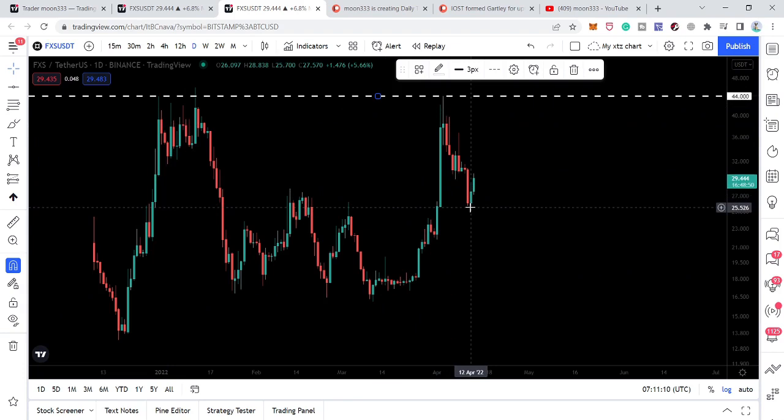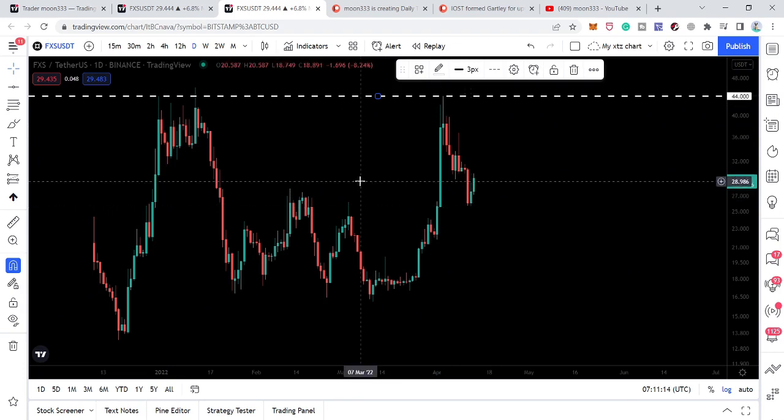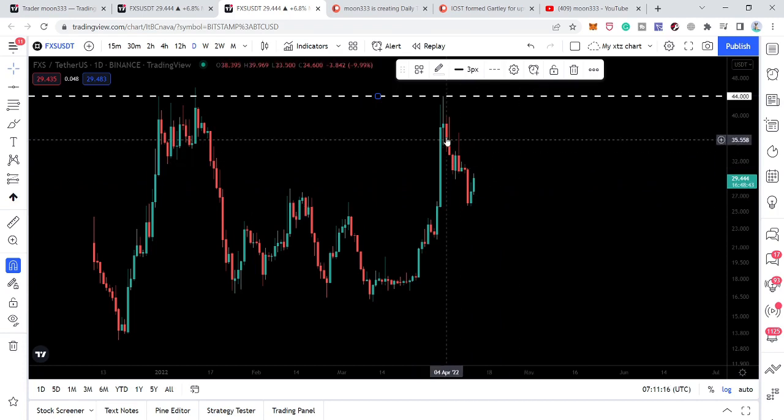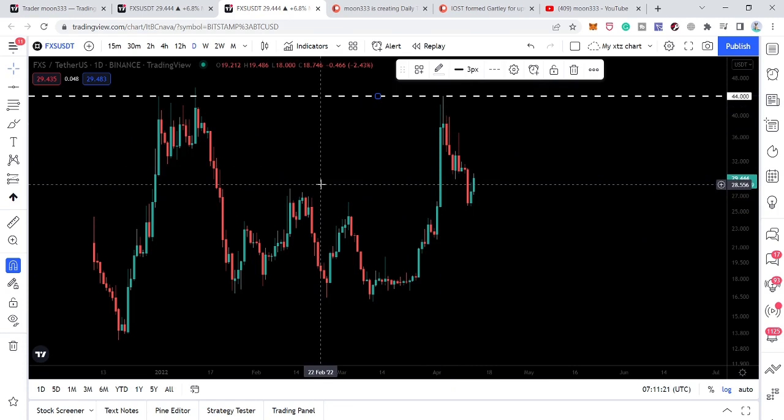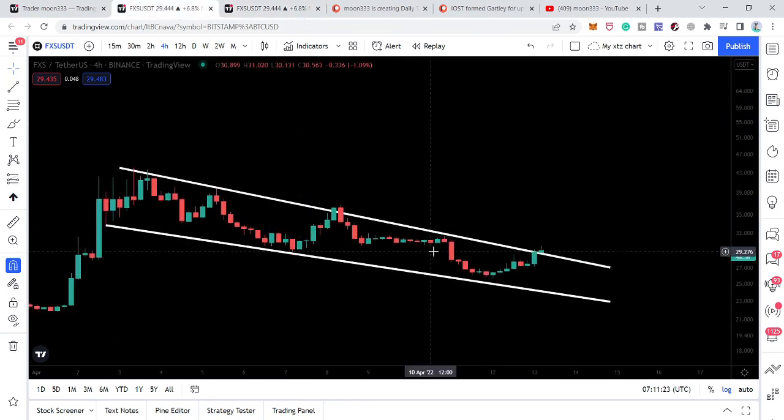Here we also have a very strong support, and I will tell you why we have a very strong support here. Now, at the same time, when it tested the support and moved up, it also broke out another falling wedge pattern. And in today's video, we will also take a look at this falling wedge pattern.